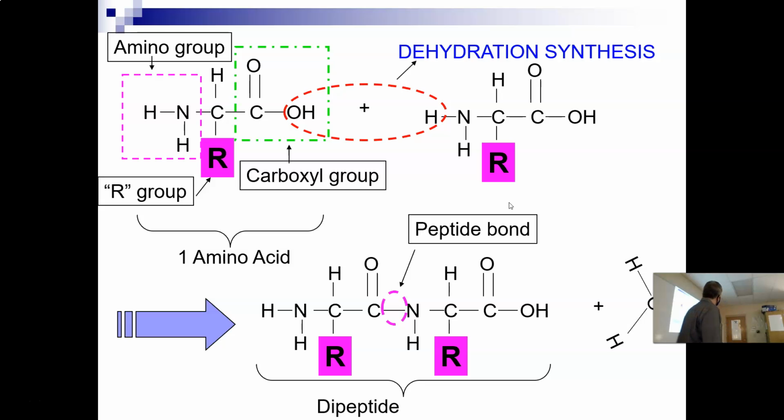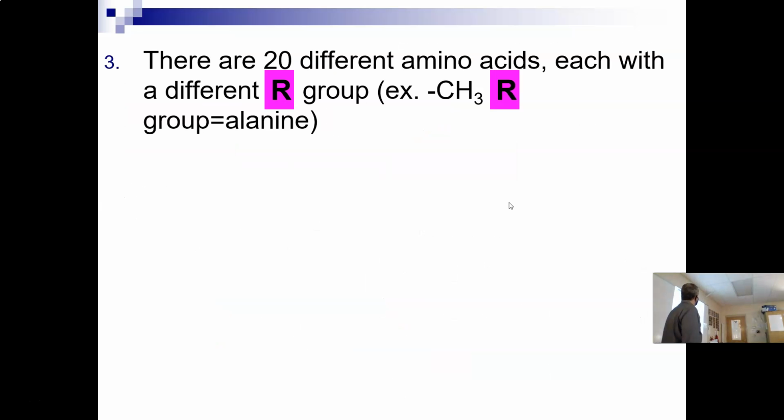Okay, just a couple more things. Like I said, there are 20 different R groups, which means there's 20 different amino acids. Each one with a different thing in that R spot.